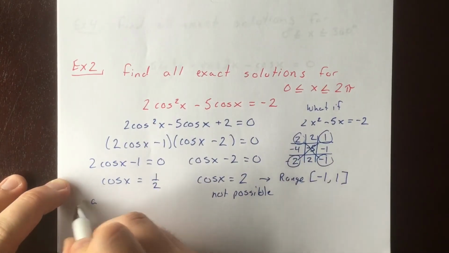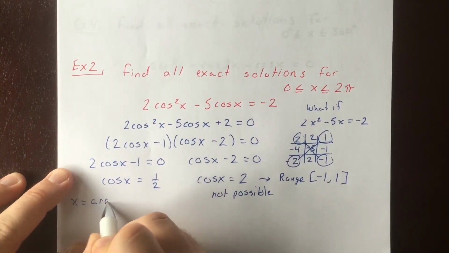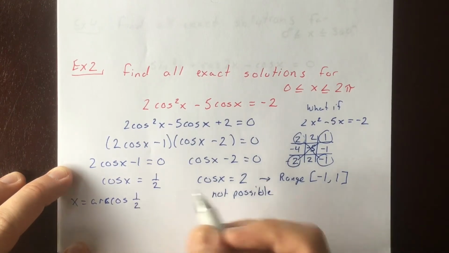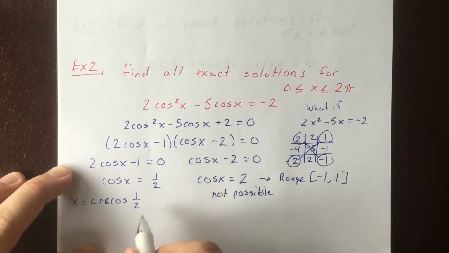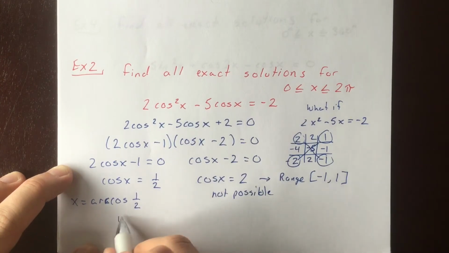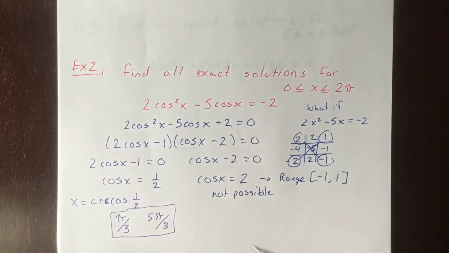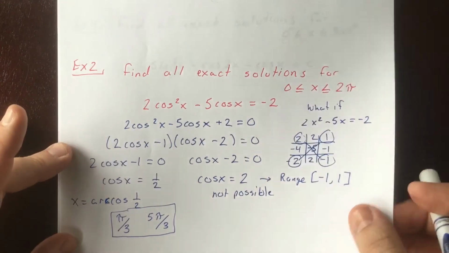So now thinking, where is cosine equal to positive 1/2? Well, that's at the thirds. So positive 1/2, that's going to be pi over 3, and then 5 pi over 3 in the fourth quadrant. Again, unit circle, knowing that is very critical here, guys. And moving on.